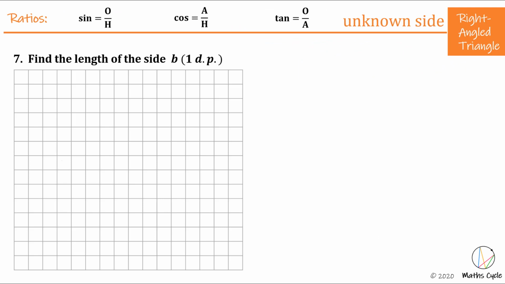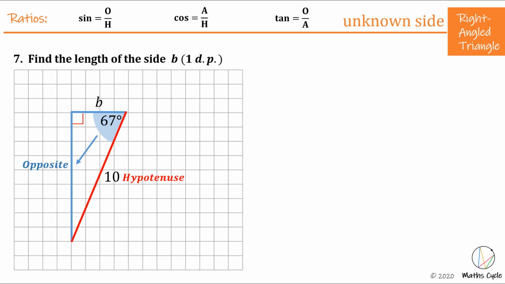Now example number 7. Find the length of the side B correct to 1 decimal place. Looking at this triangle, it's flipped upside down. The right angle is on the top left, but this won't throw us off at all if you just stick to your steps. So labeling, opposite the right angle we have the hypotenuse, opposite the angle we have the opposite, and then the remaining side is the adjacent.